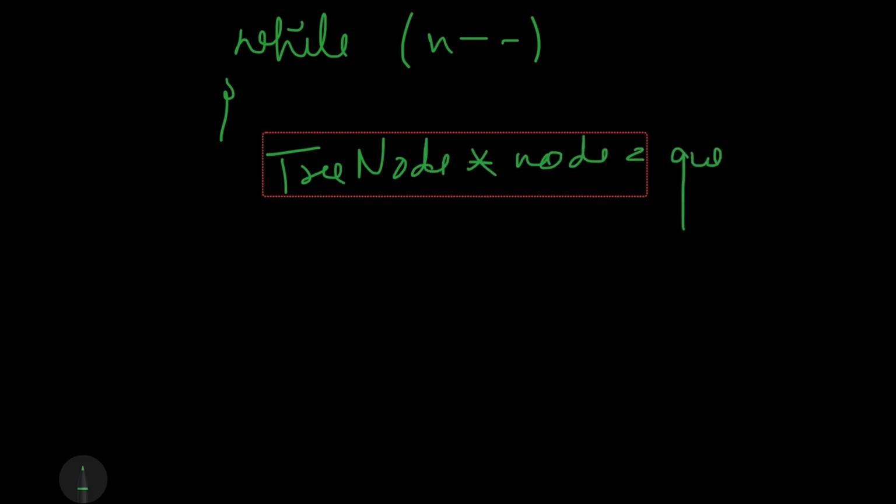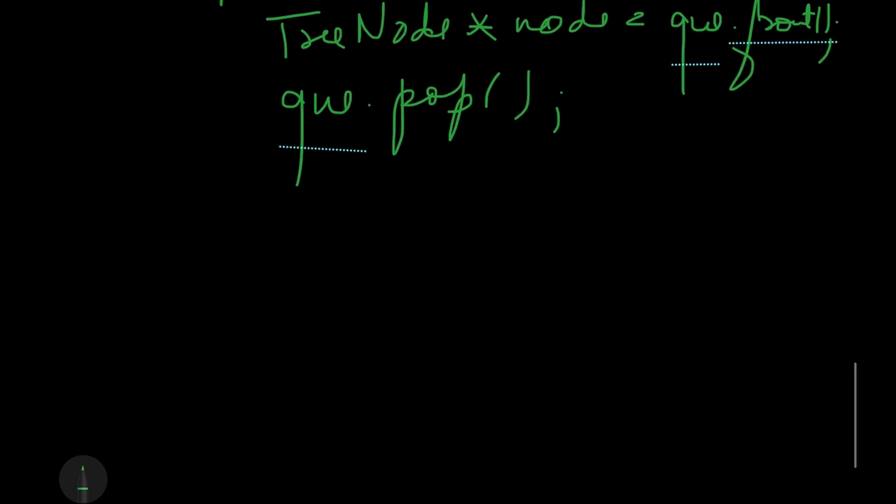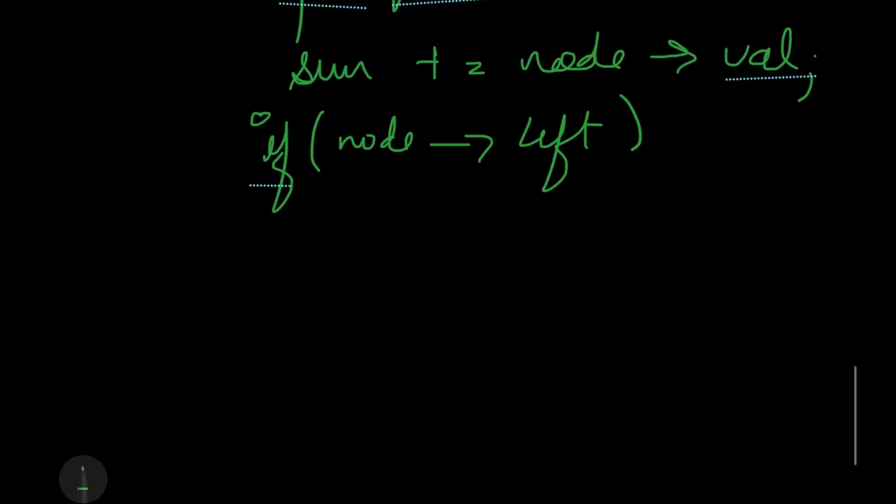which will have the first element of the queue. The first element initially was root, so it will contain the root initially, and we'll pop that element from the queue so that the next element would be the left node of the root, and we'll put the value of that node in the sum. So firstly, the value would be root. And if our node has children, then we'll put the left node and right node, children of the root, in the queue for the next step.